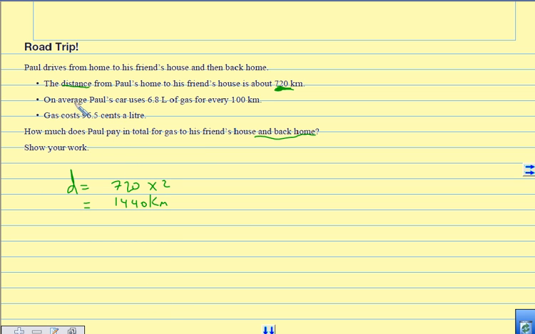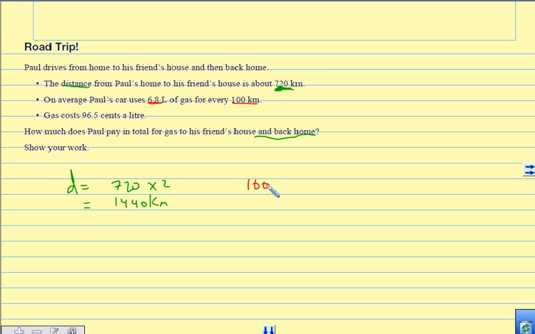Next, it says, on average, Paul's car uses 6.8 liters for every 100 kilometers. So for every 100 kilometers he travels, he's using 6.8 liters. Okay? 6.8 liters for every 100 kilometers. So if you have to travel 1,440, right? How much would you multiply 100 by to get 1,440? Well, you'd multiply it by 14.4.